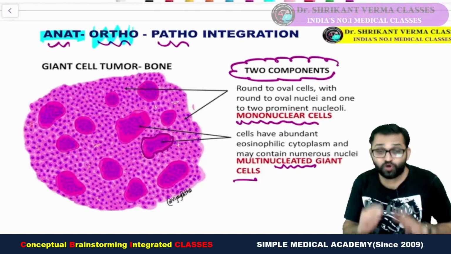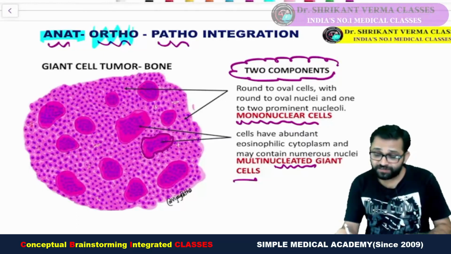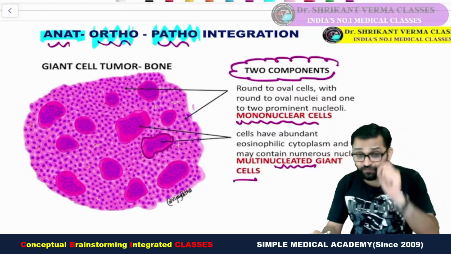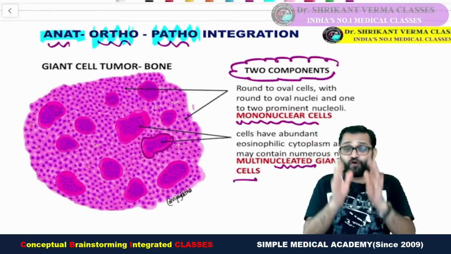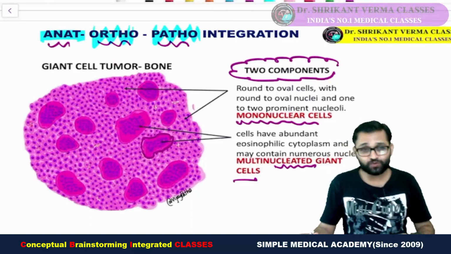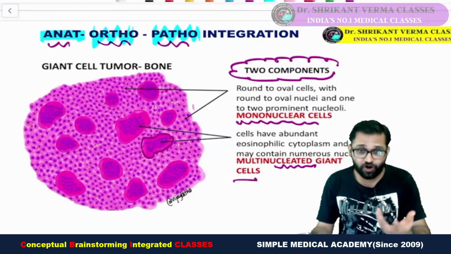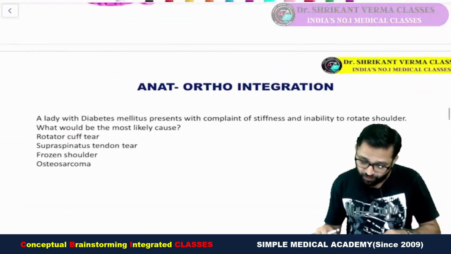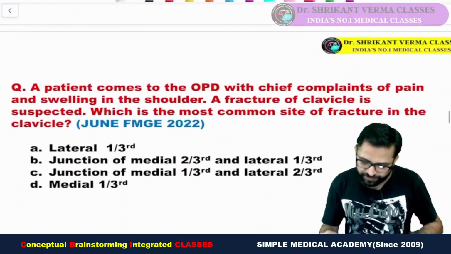Then we jumped to the ortho, anatomy and ortho integration. Radiology also, we had seen the X-ray and the pathology. This will give a clear view for the recent next-pattern, recent clinical-based questions, and it will strengthen anatomy, ortho, patho as well as radio. Okay, now see here, we are coming to this question.